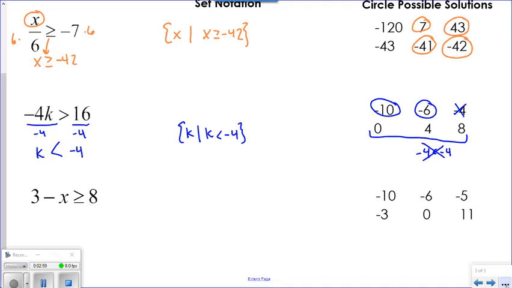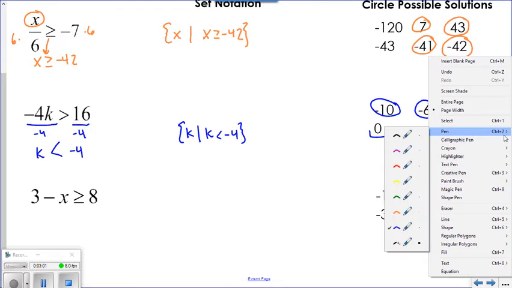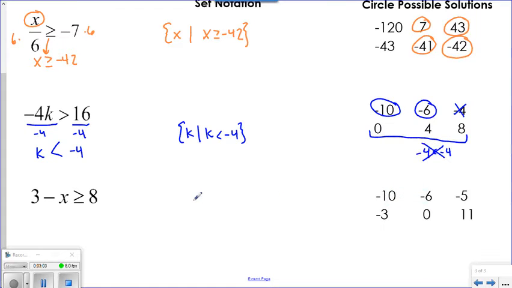If we look at our last example here, we have 3 minus x is greater than or equal to 8. So my first step, I'm going to move that 3 over. So we have -x is greater than or equal to 5. So I'm going to divide both sides by -1. And when we do that, we have to flip our inequality symbol around. So we end up with x is less than or equal to -5.